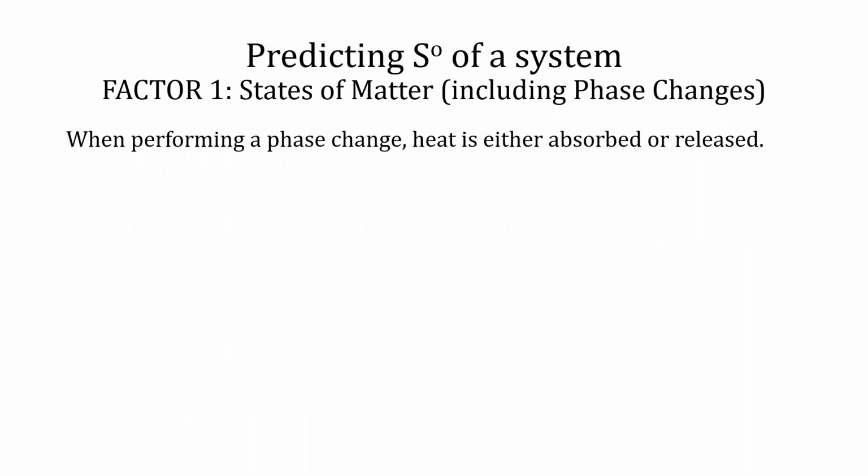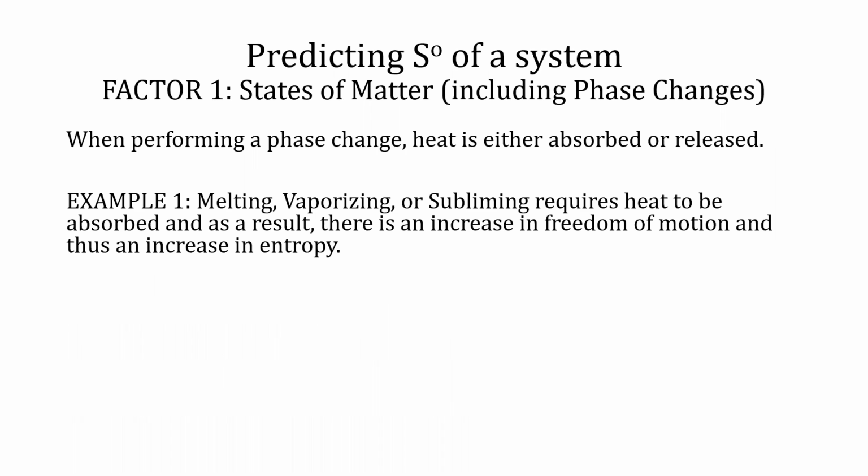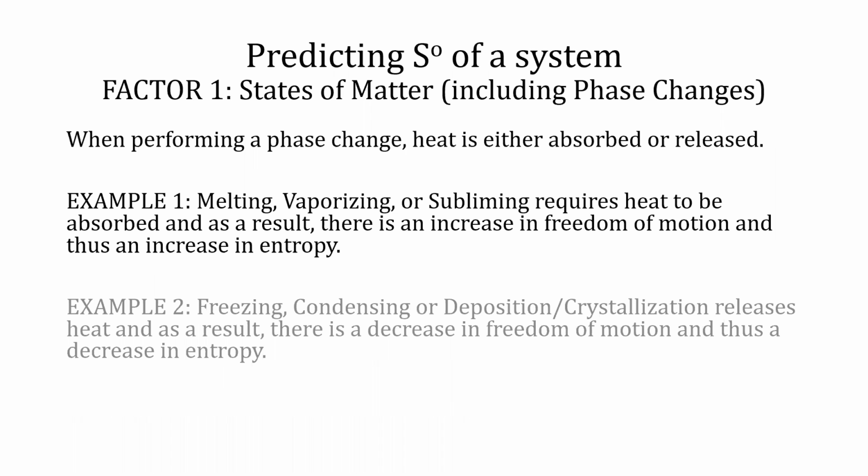When performing a phase change, heat is either absorbed or released. Example 1. Melting, vaporizing, or subliming requires heat to be absorbed, and as a result, there is an increase in freedom of motion and thus an increase in entropy. Example 2. Freezing, condensing, or deposition crystallization releases heat, and as a result, there is a decrease in freedom of motion and thus a decrease in entropy.